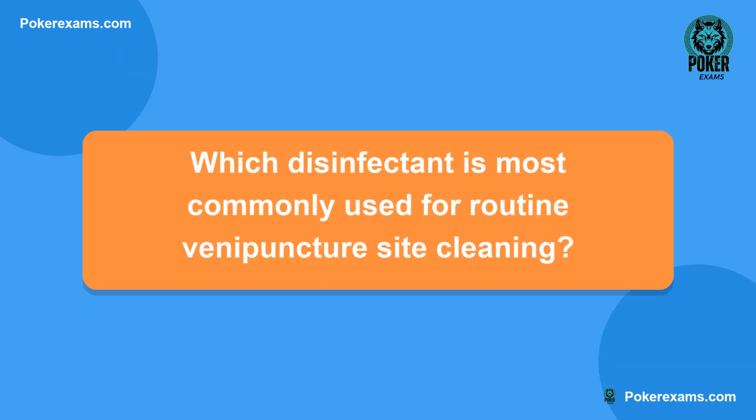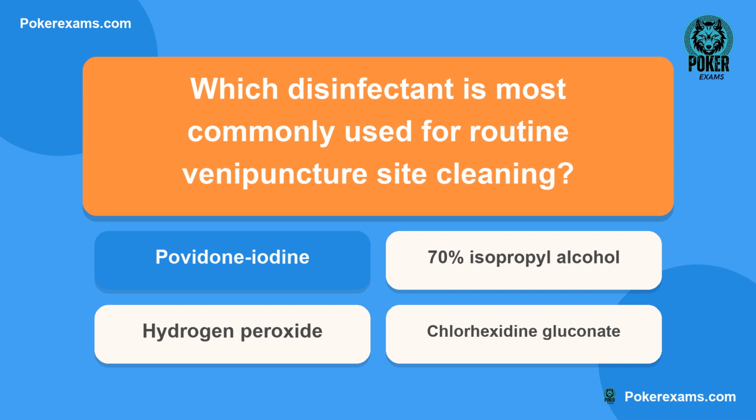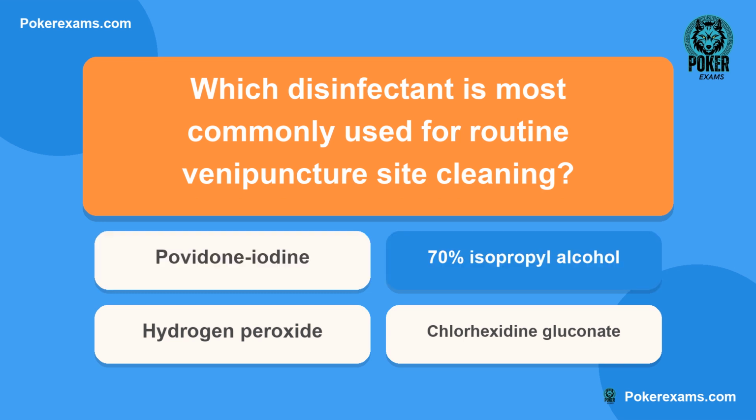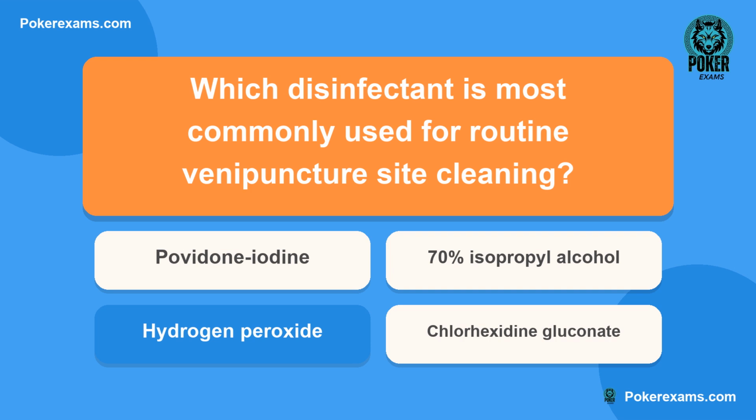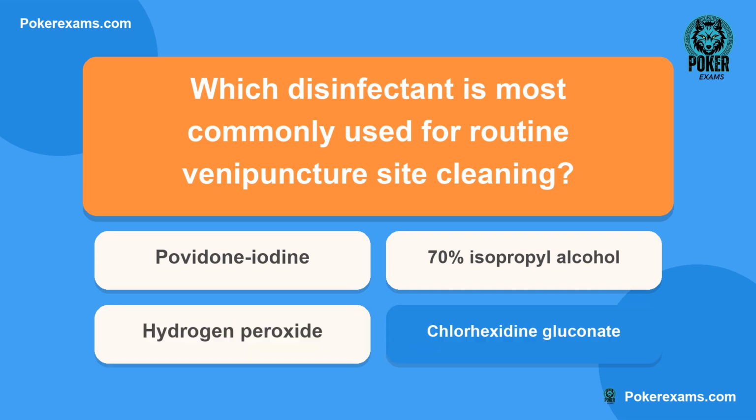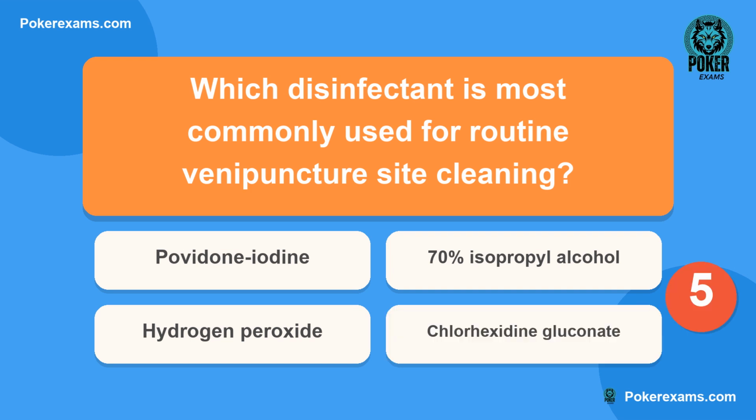Next question. Which disinfectant is most commonly used for routine venipuncture site cleaning? Is it A, povidone iodine? Or B, 70% isopropyl alcohol? Could it be C, hydrogen peroxide? Or lastly D, chlorhexidine gluconate?